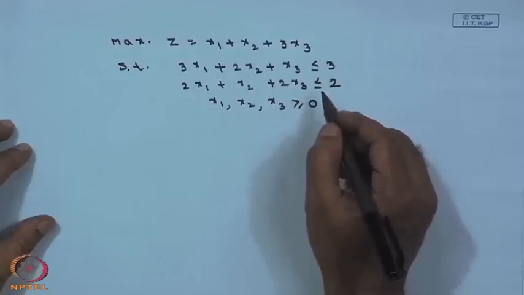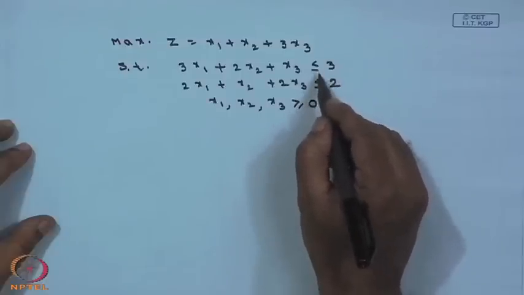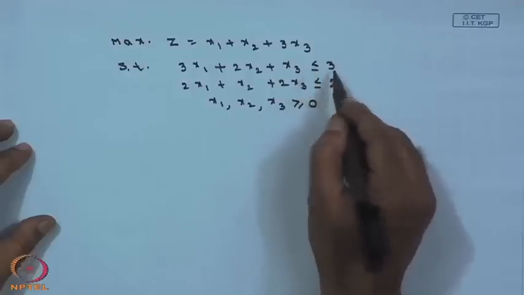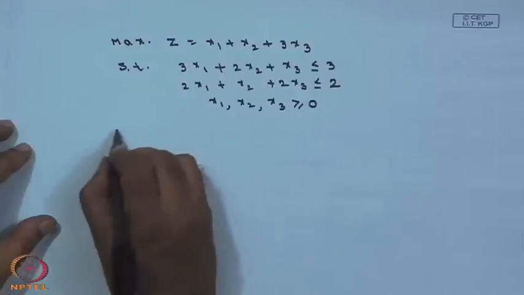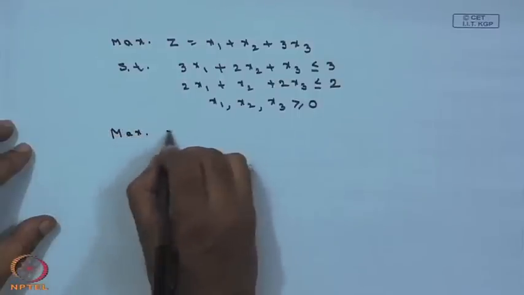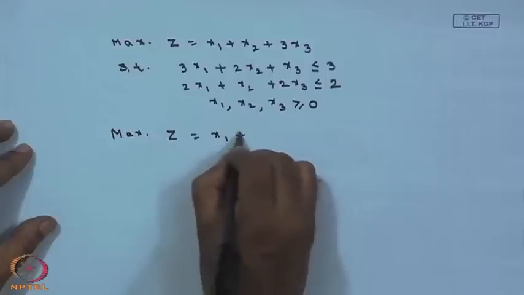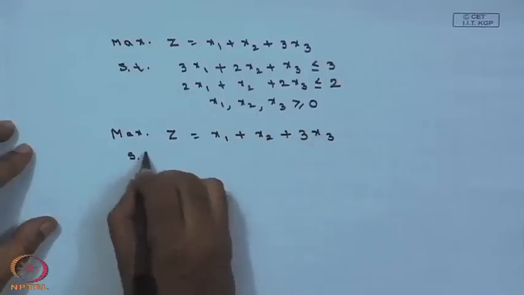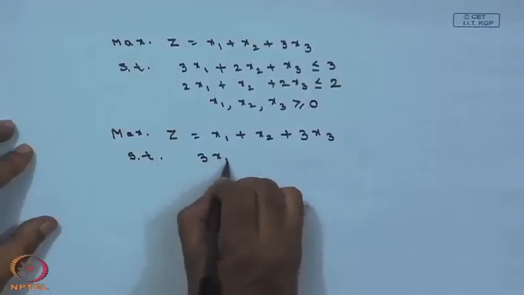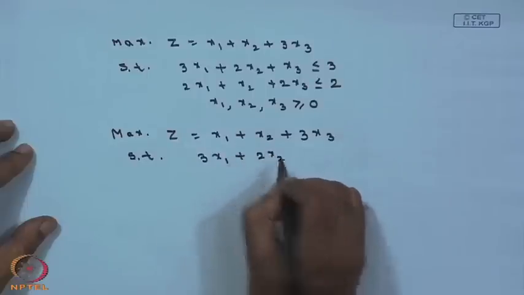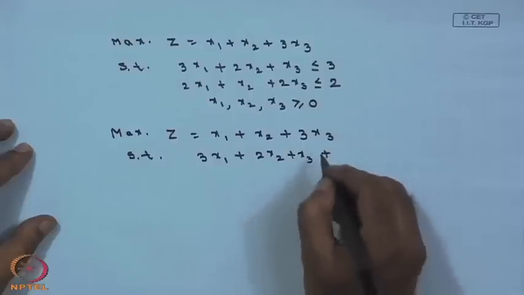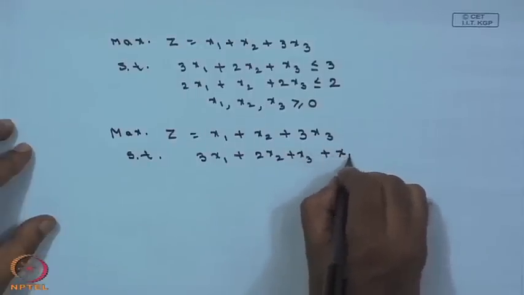So, first let us write down its standard form. The standard form means, since it is a less than or equal to type, we have to add two slack variables to make it an equality. So, in standard form we can write: maximize z equals x1 plus x2 plus 3x3 subject to 3x1 plus 2x2 plus x3 plus the slack variable x4.